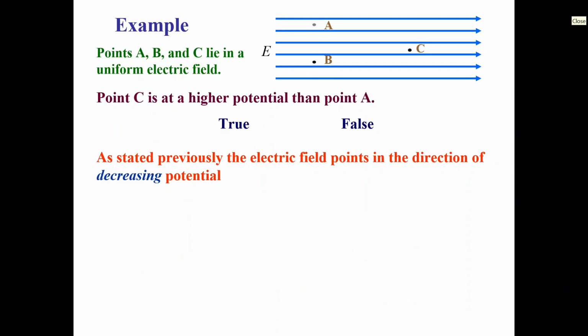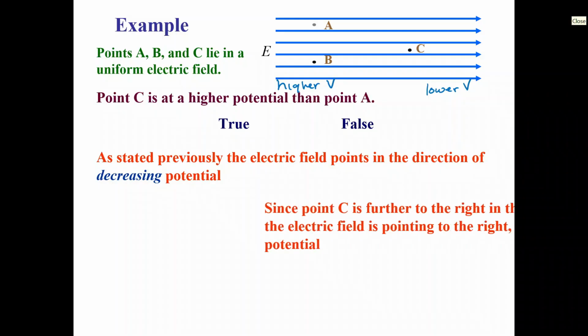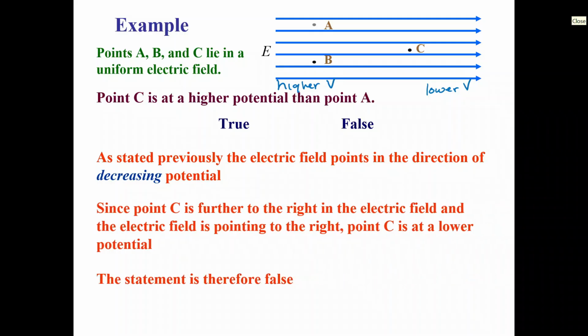So the electric field points in the direction of decreasing potential. So we are going to have lower potential here. We are going to have higher potential over here. So C is at a lower potential than point A. False.